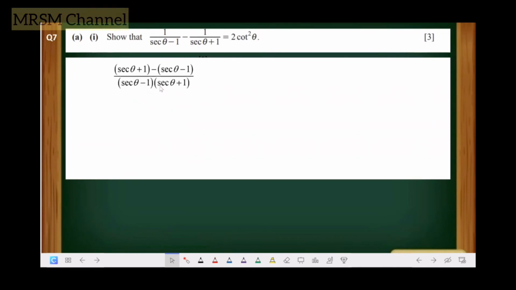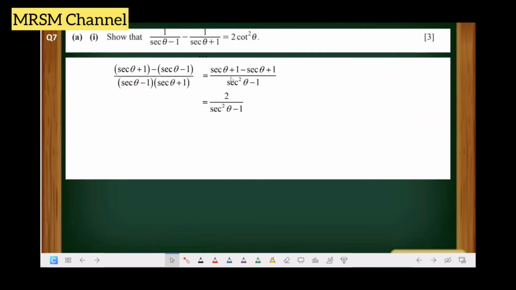So you will have this. Okay, you will have this. And then we expand the brackets. So you will get secant theta plus 1 minus secant theta plus 1. Alright, the bottom will become secant square theta minus 1. Okay, on top, secant theta minus secant theta is gone. So left 1 plus 1 is equal to 2. So what we have is 2 over secant square theta minus 1.